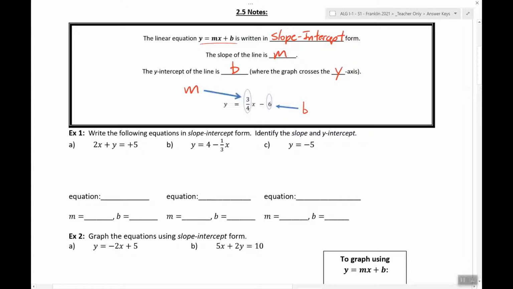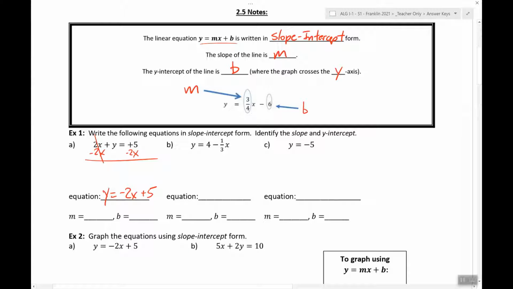So we can write the following equations in slope-intercept form, and then we'll identify the slope and the y-intercept just so we can practice getting these the way they need to be and picking out those important numbers. So the first equation is 2x plus y equals positive 5. So we need to get y by itself. We're going to subtract 2x from both sides here. And this is important that you write the x term first. So you can't actually add these two numbers together because 5 doesn't have an x. So we're just going to be writing y equals, and then you want to write the x term first. The negative 2x comes first, and then the positive 5.